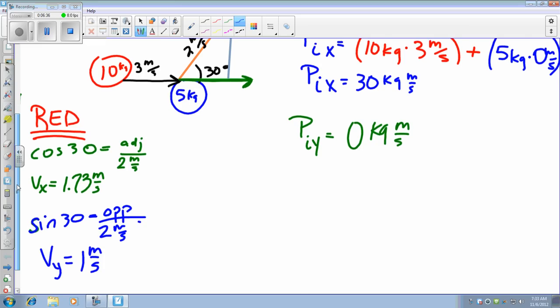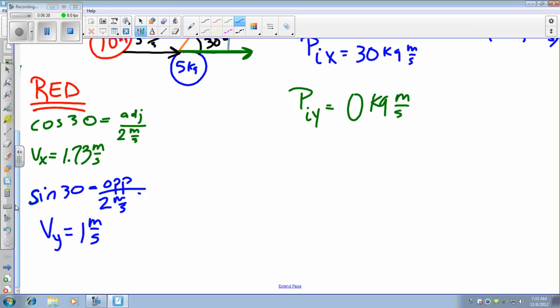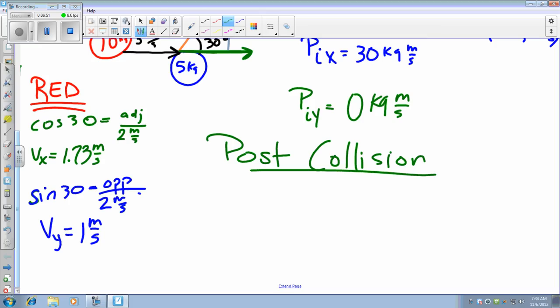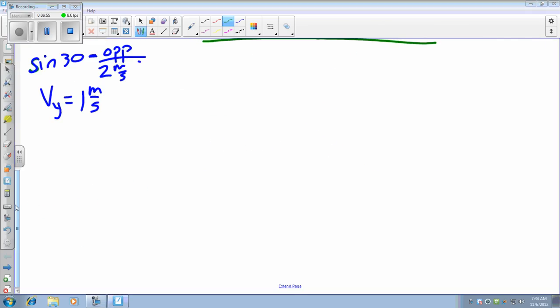I'm going to scroll down just a little bit. So let's find post-collision. Oh, great. Why did I set myself up to try to spell this word? Collision. I'm a terrible speller. You probably all know that by now. All right.